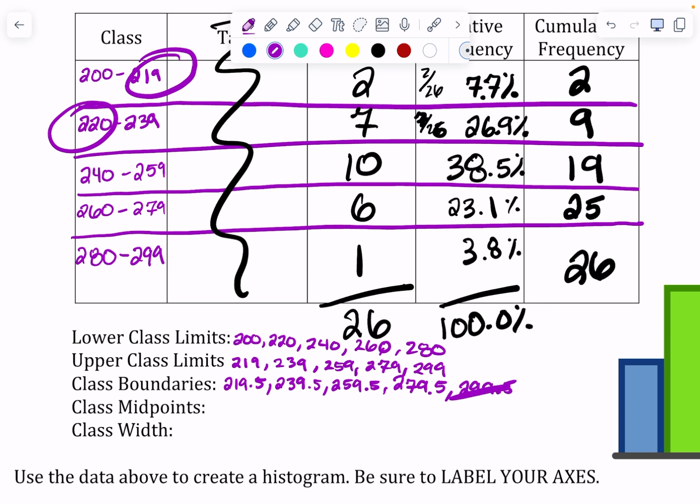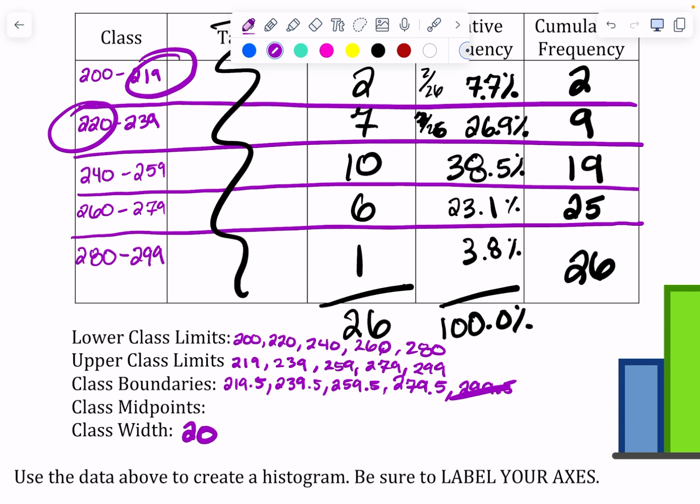How wide are the classes? 10? 20. Class width is 20. That one's the only one that has one number. That's nice. Now the class boundaries. You flipped too many pages.